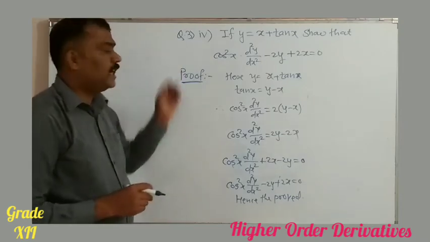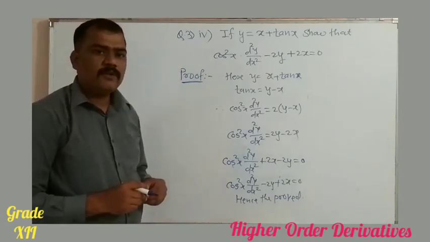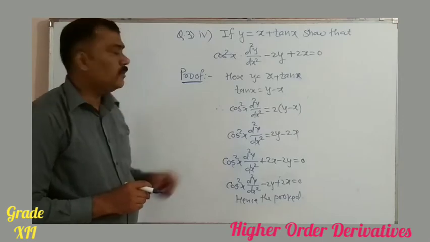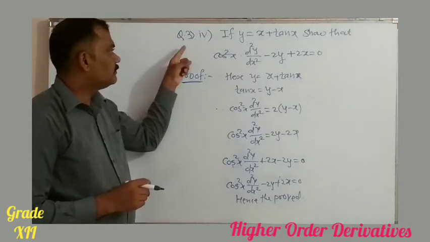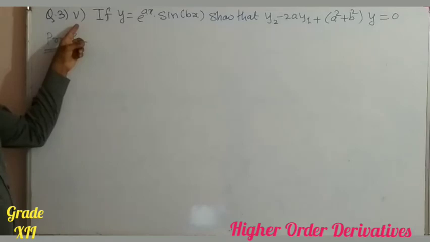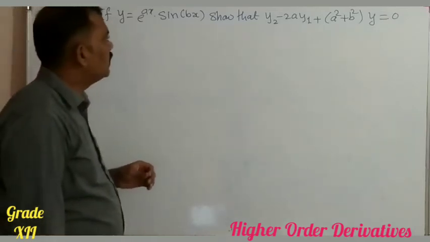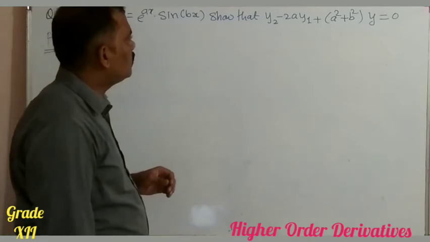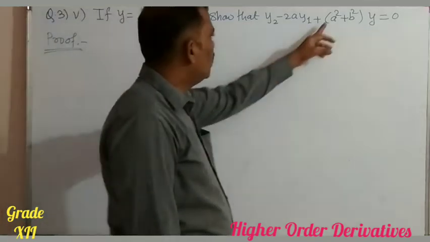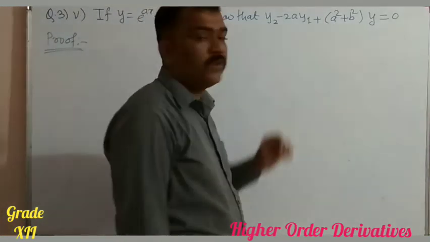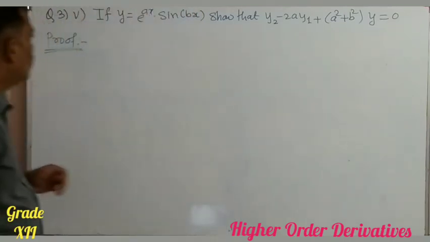Now we start example number 5. What is example number 5? See here. This is example number 5. See here: if y is equal to e raised to ax into sine of bx, show that y2 minus twice a into y1 plus a square plus b square into y is equal to 0.